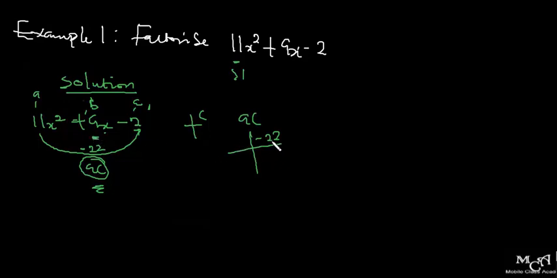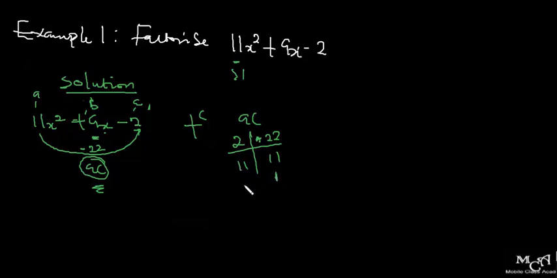What are the factors of 22, or what can go into 22? 2 can go into 22. Let's forget about the sign in front for now. If 2 goes into 22, what are we left with? 11. What else can go into 11? 11 can go into 11 and it will be 1.